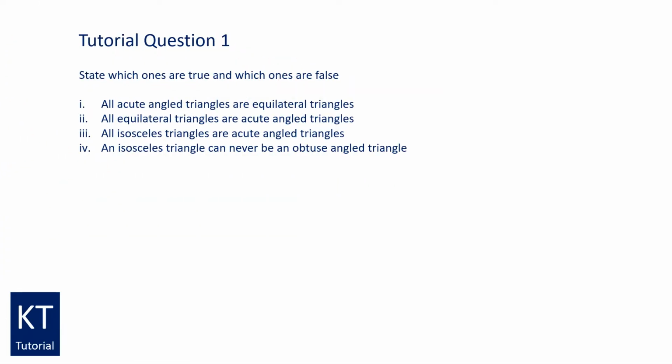Now let's take on tutorial question 1, stating which ones are true and which ones are false. 1. All acute angled triangles are equilateral triangles. This is false. 2. All equilateral triangles are acute angled triangles. This is true. 3. All isosceles triangles are acute angled triangles. This is false. 4. An isosceles triangle can never be an obtuse angled triangle. This is false.